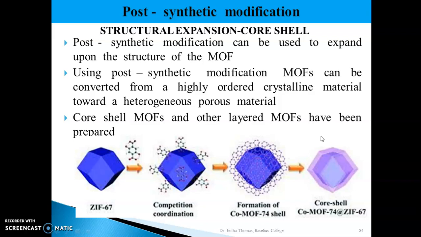As you can see here, the core is ZIF-67. Then we are trying to add new ligands onto the surface, so there will be competition coordination, and a MOF-74 shell is formed outside the ZIF-67 core. So what we got here is a core shell of cobalt MOF-74 on the surface of ZIF-67. This core shell material shows the properties of both these metal organic frameworks, so it can be used for different types of applications.